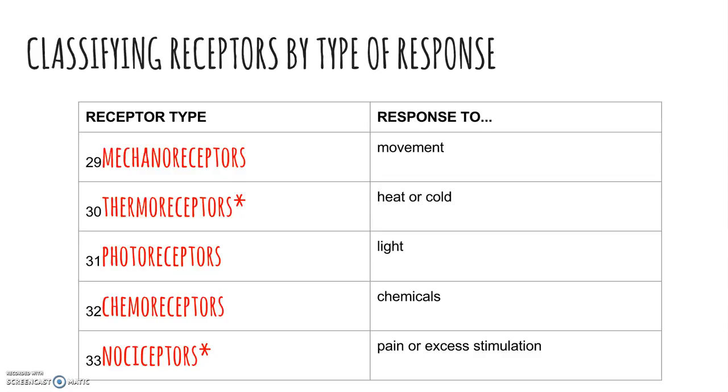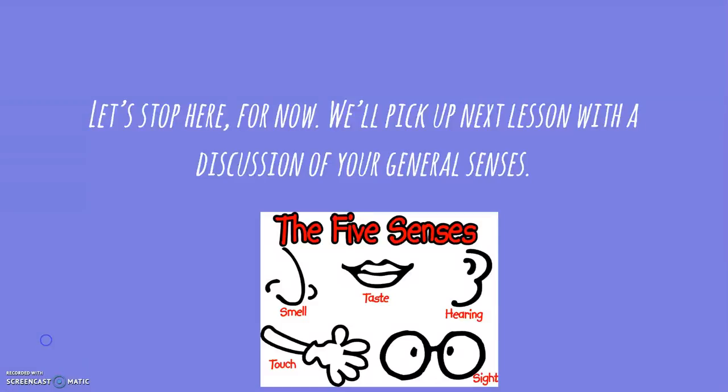So nociceptors are the ones that respond to pain, but also excess stimulation, meaning the difference between warm and hot. So when you've got a lot of increased action potentials, the nociceptors are dealing with that.